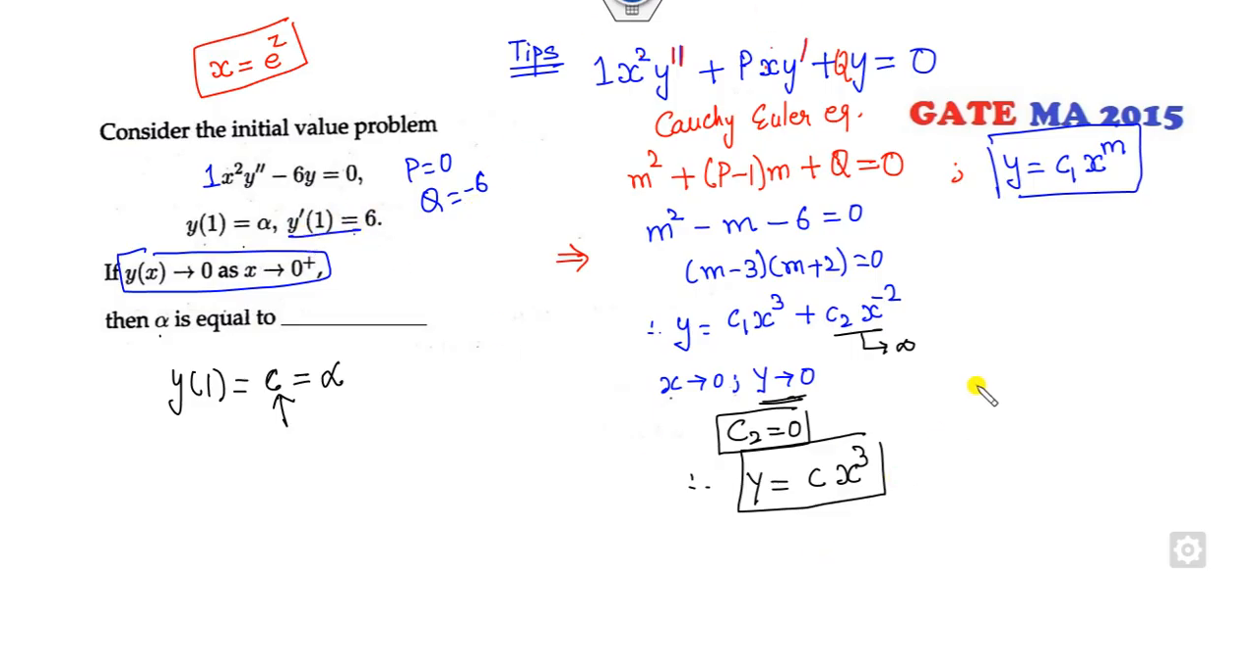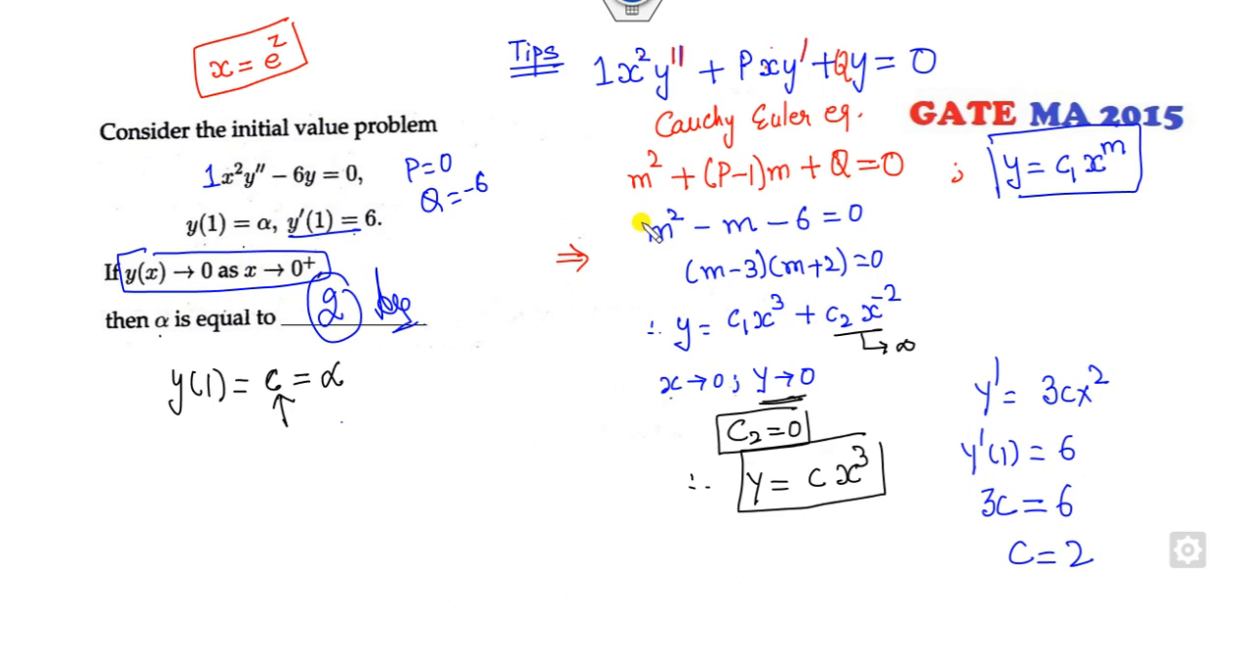I can use this. What is the y dash? 3c x square. What is the y dash of 1? It is 3c is equal to 6, so c is 2. So alpha is also 2, which is the right answer. Always remember, this is the Cauchy equation, solved by this rule.